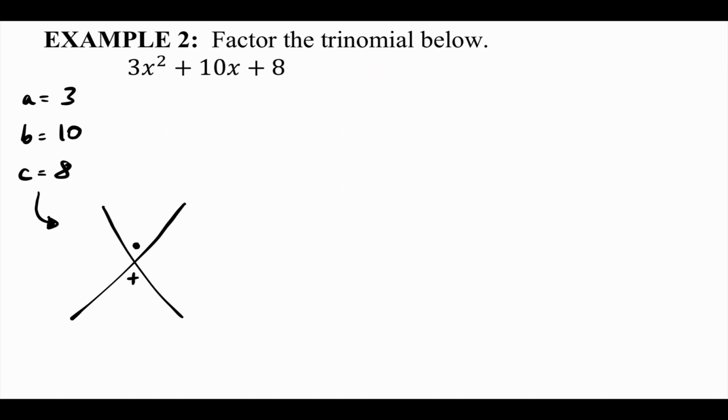Then we go to the X. A times C goes at the top. So 3 times 8 makes 24. And then B always goes at the bottom. So now I've got to figure out two numbers that multiply to be 24 and add to be 10. 6 and 4. Go to your table now.